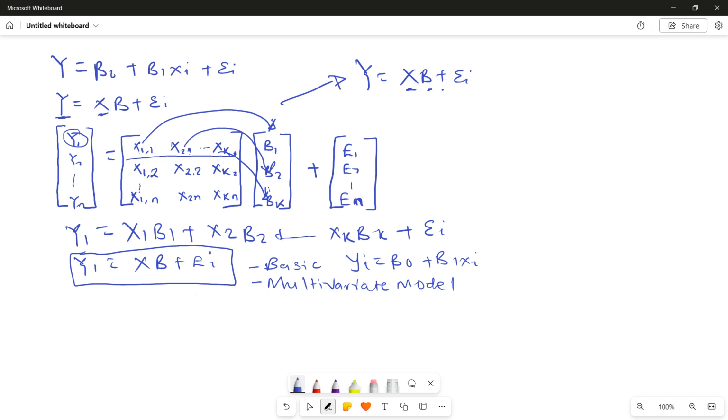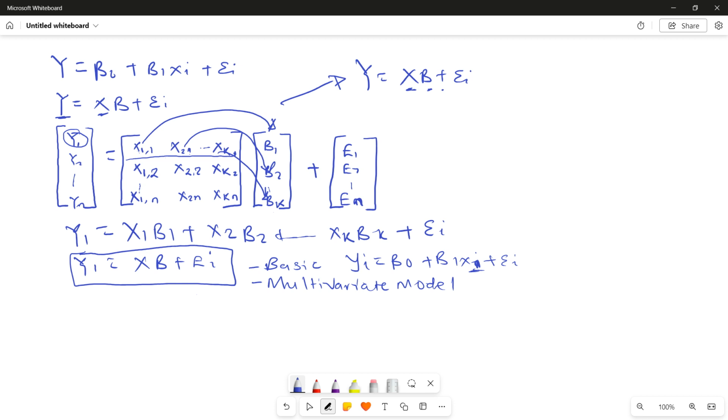But with a multivariate model, we are going to have a lot of explanatory variables. In short, if you have got two explanatory variables, such a model qualifies to be called multivariate. But if you have got one explanatory variable, let's say just x1, and we include the error term, then this is just a basic model.